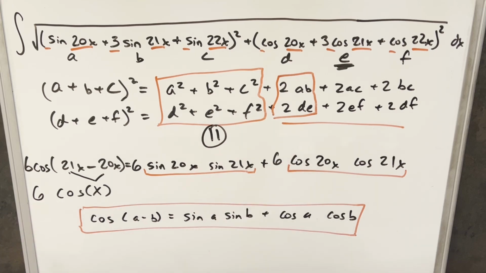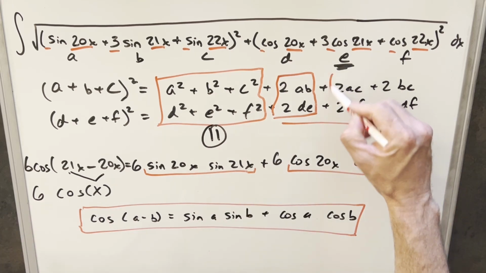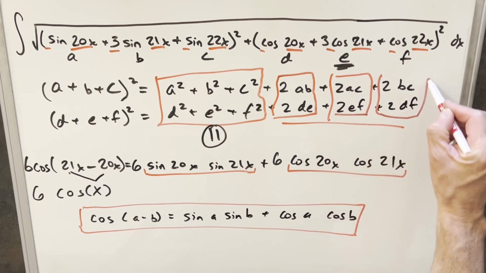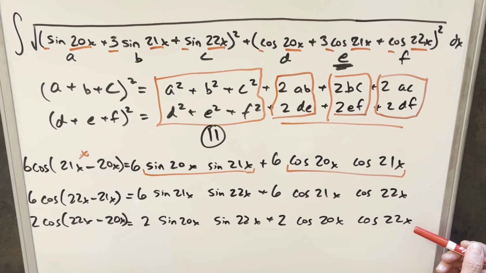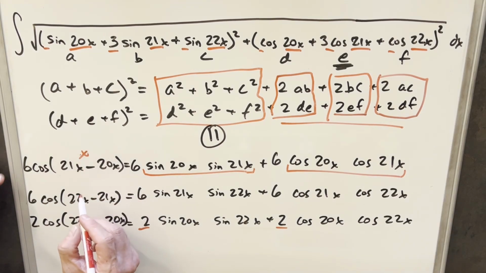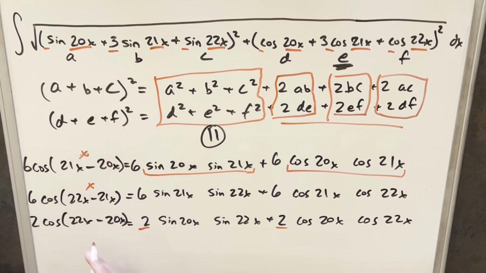And the nice thing is we can do the same exact thing for these other 2 pairs right here. And let's just do that really quick. Okay, so we have our next 2 values down here to the bottom. And then just coming over here to the left, this one's exactly the same as this one. So this is going to end up being 6 cosine x. But this one we have 22x minus 20x, so this one's going to be 2 cosine 2x.